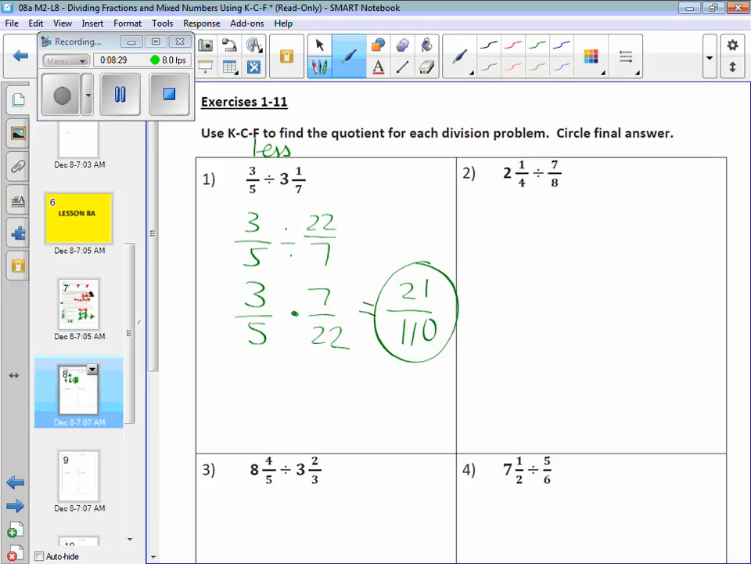All right, number 2. Dan, you asked, so you get. Here, I'm going to wire you up. Absolutely. Good. Here we go. Okay, so 2 and 1/4.